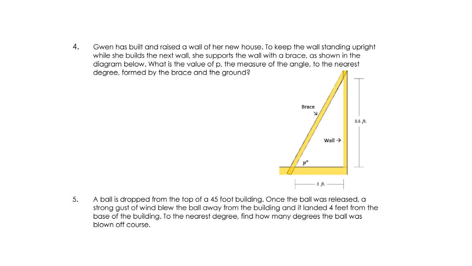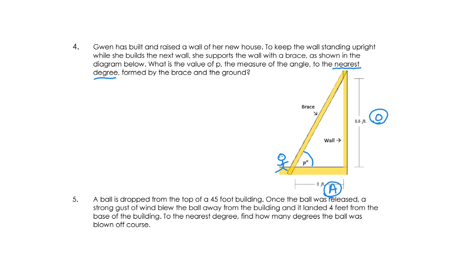What is the value of P, the measure of the angle to the nearest degree, formed by the brace and the ground? Okay, so we already know what angle we're standing at and solving for. Based on where we're reading from, 5.5 is the opposite side and 3 is the adjacent side.